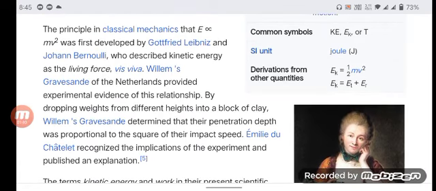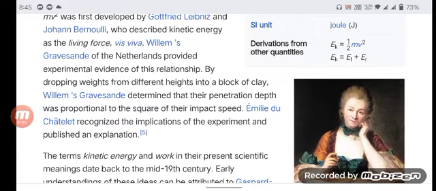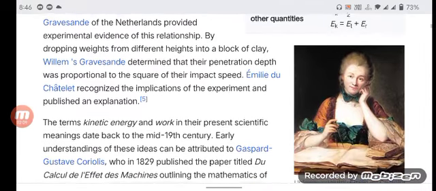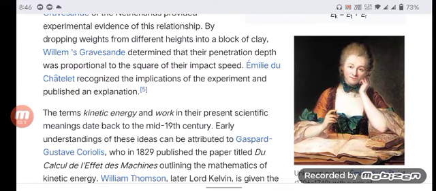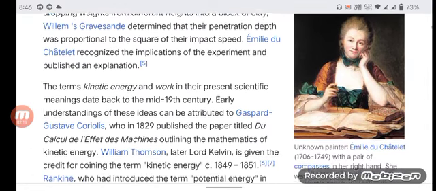as the living force, vis viva. Willem 's Gravesande of the Netherlands provided experimental evidence of this relationship by dropping weights from different heights into a block of clay. Willem 's Gravesande determined that their penetration depth was proportional to the square of their impact speed. Émilie du Châtelet recognized the implication of the experiment and published an explanation.